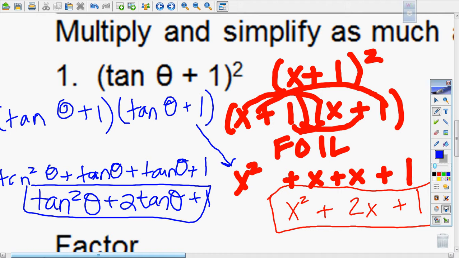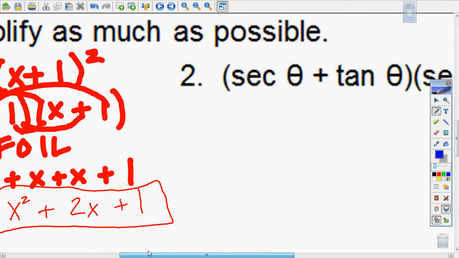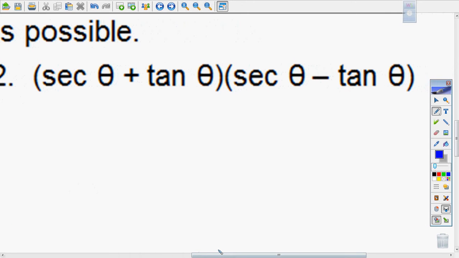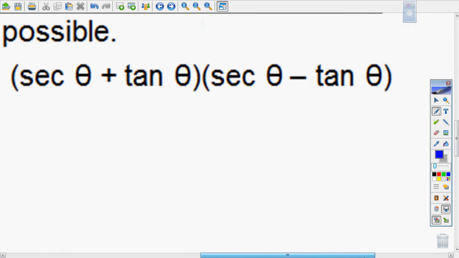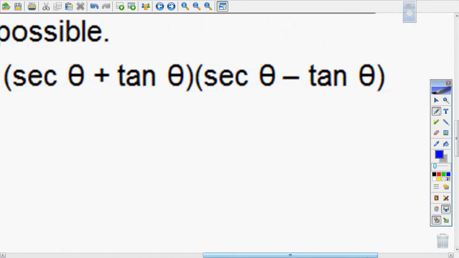Okay, so then we're going to do our next one. The next thing we're going to review is our next example: secant theta plus tan theta times secant theta minus tan theta. So we're going to start with the algebra review of it. In algebra, if you saw a problem that said x plus 2 times x minus 2, what did you do? Anyone remember?